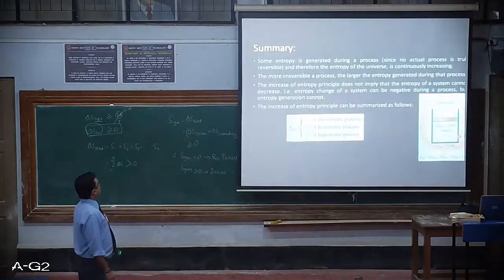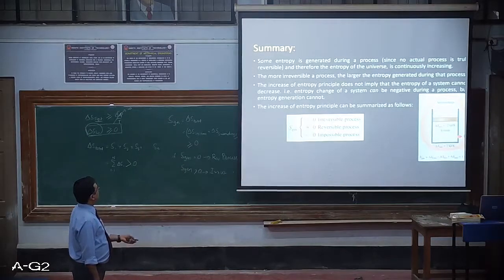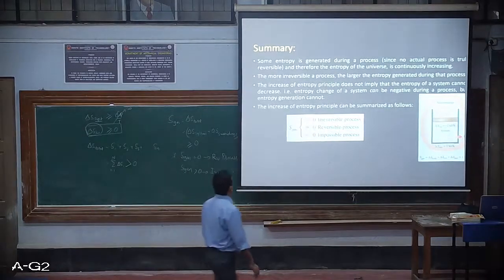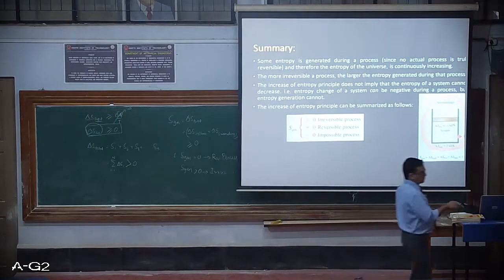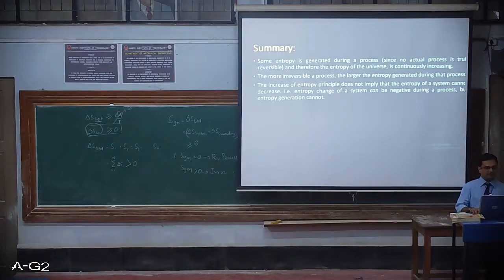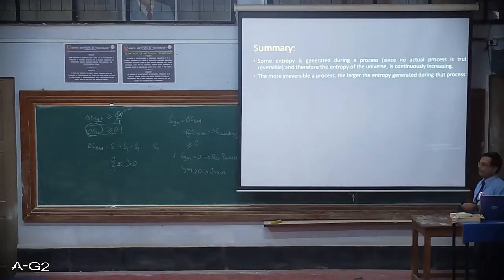Second, the more irreversible a process is, the larger the entropy generated. So it depends on the amount of entropy generation, which internally depends on how many irreversibilities are present. If the irreversibility is less, then entropy generation is less, but it can never be equal to 0 except in a reversible case. But in actual cases, all the processes are irreversible.